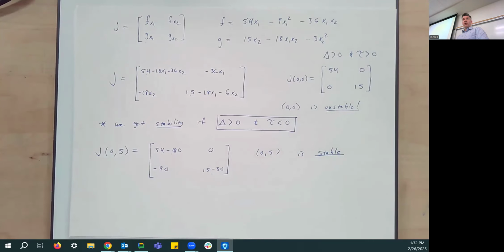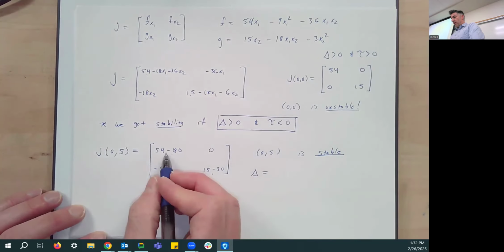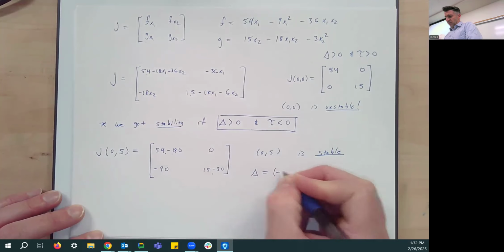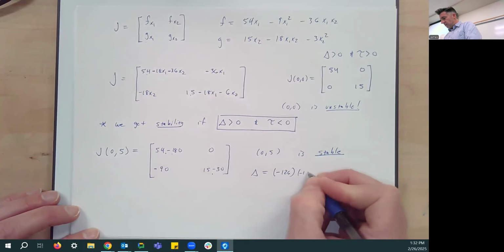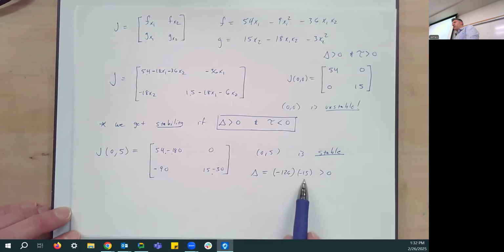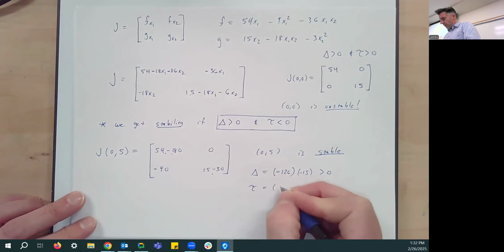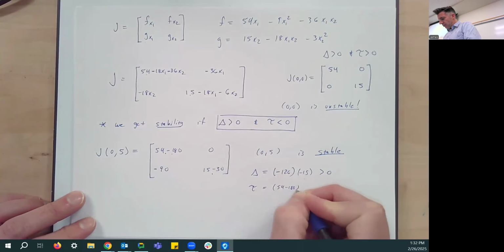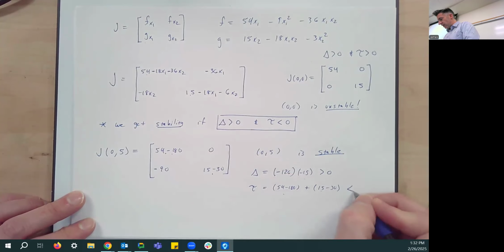I'll also point out that it meets the criteria for stability. Our determinant would equal negative 126 times negative 15, which is certainly positive. I should say negative 126 minus 15 minus 0, but I don't need to write the minus 0 part. And our trace is certainly negative. It's 54 minus 180 plus 15 minus 30, which is a negative plus a negative, which is definitely negative.